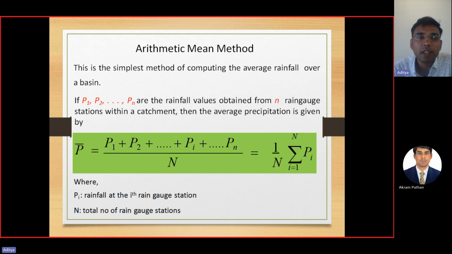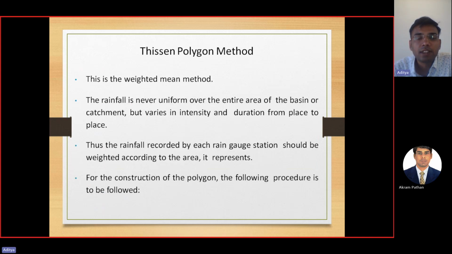If you want to calculate the average rainfall in a particular area, the equation is P bar equals P1 plus P2 up to Pn divided by N, where N is the number of rain gauge stations. Small n is the number of stations in a particular area. Then the next is the Thiessen polygon method. This is a weightage method.